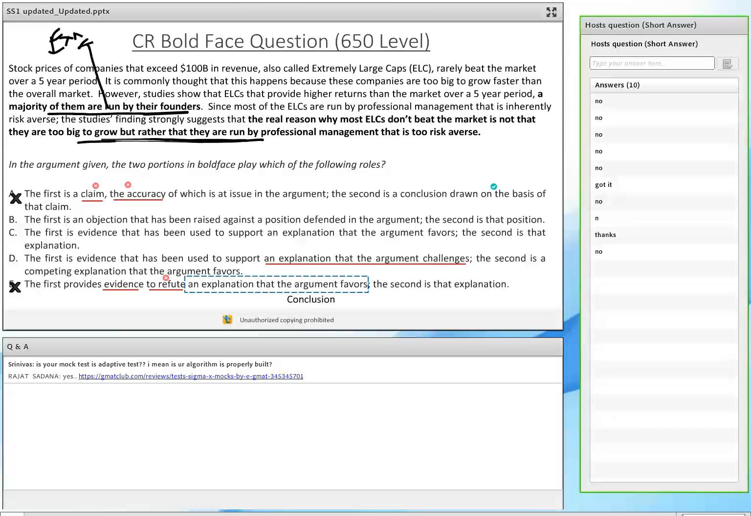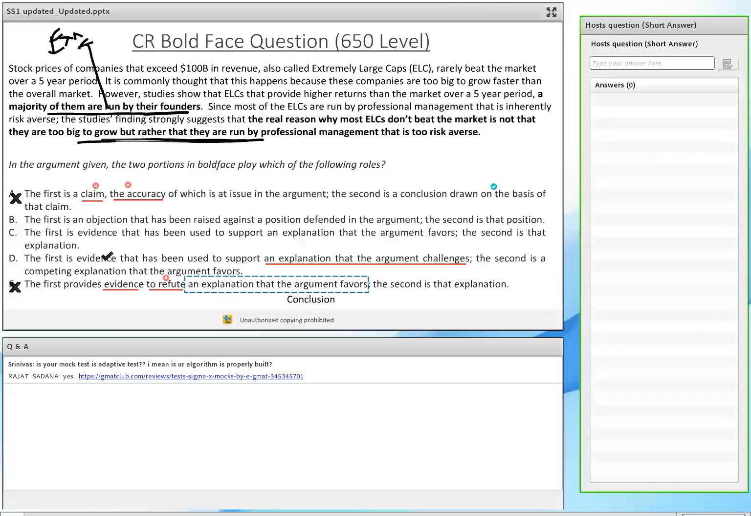Now let's look at choice D. Choice D says the first is evidence, and that's good. The first is evidence. As I said, that part is okay. That has been used to support something. What has it been used to support? An explanation that the argument challenges. Can you tell me which explanation does the argument challenge over here, guys? In this argument, which explanation do we challenge?